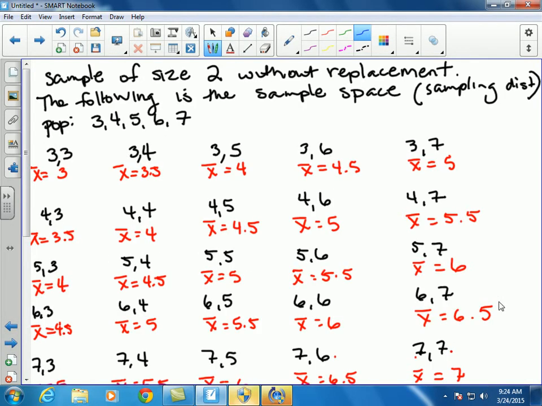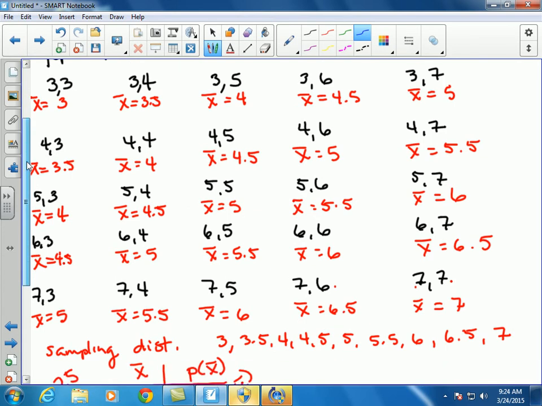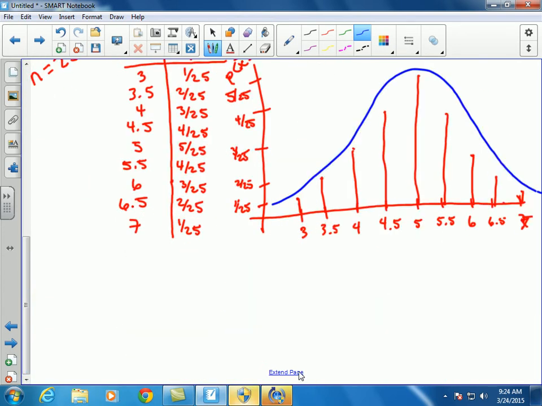Actually, let's just go back and see if I can do it by extending the page. Yes, okay. So now what I want to do is find the mean of x bar. You can either do it by adding them all up and dividing by how many you have, or you can do it by using the distribution, that 3 times 1, 3.5 times 2, all of that. It doesn't really matter which way you do it.